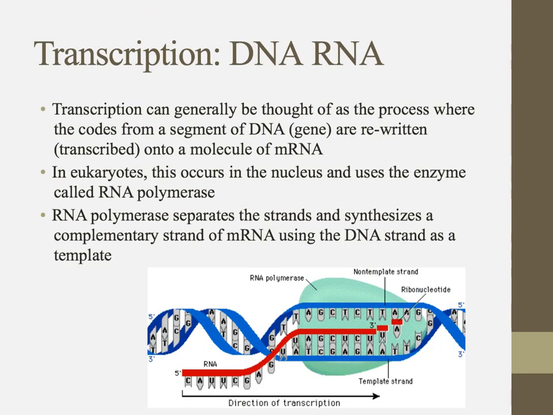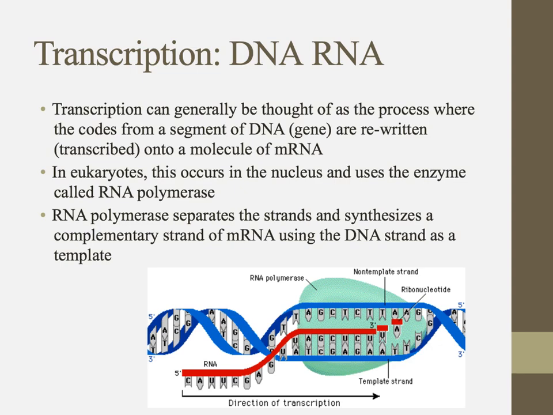By now you should already be somewhat familiar with the transcription process, okay? But just to review, it can generally be thought of as the process where we take a gene, a segment of DNA, and we unwind it, and we use that unwound section as a template to synthesize a complementary mRNA strand. In eukaryotes, that's going to happen in the nucleus, okay?